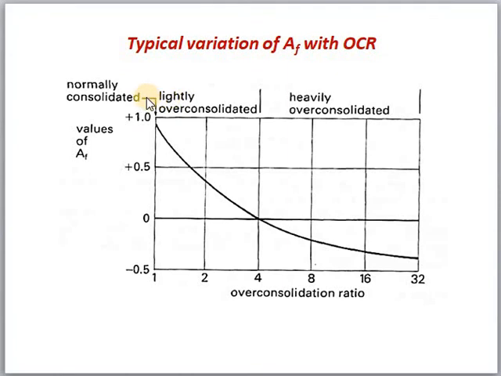Also, you can see the value of A_f for over consolidation ratio. So you can see that the value of A_f at failure is decreasing with the increase in the over consolidation ratio. That is, if a soil is heavily over consolidated, definitely the A_f value is less. And for normally consolidated soil, generally the value taken is 1. Value of A_f is 1.